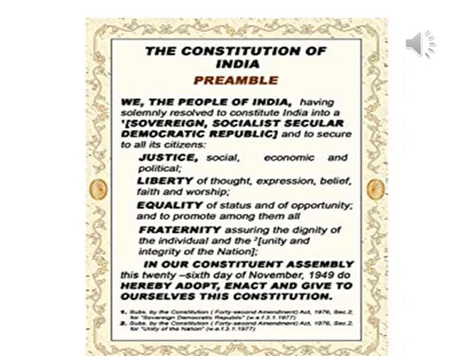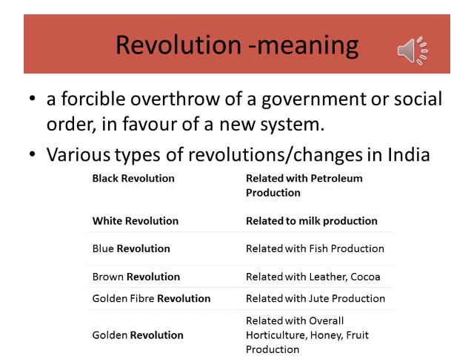Similarly, many other democratic countries of the world have adopted these 3 ideals of liberty, equality and fraternity from the French Revolution. Now let us understand the meaning of the term revolution. Revolution actually means a forcible overthrow of a government in favor of a new system, that is in the context of history. Revolution is a sudden change. So when a group of people come together to bring down the existing government, it is called a revolution.